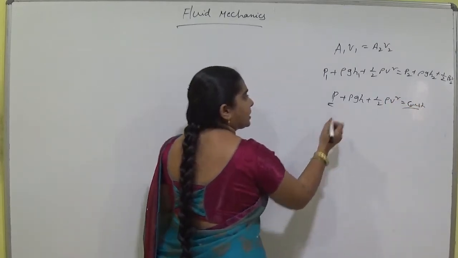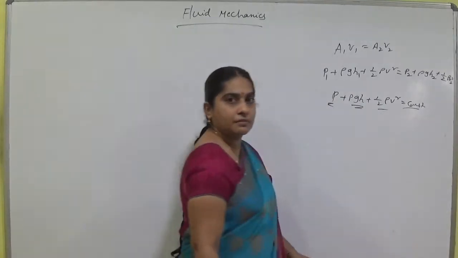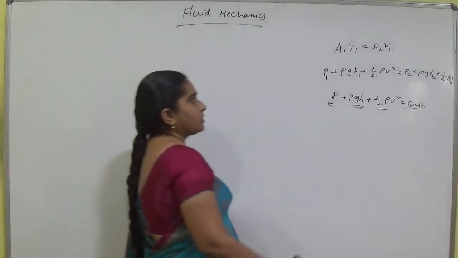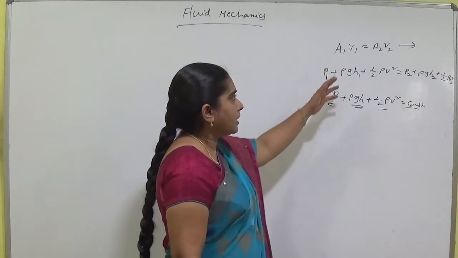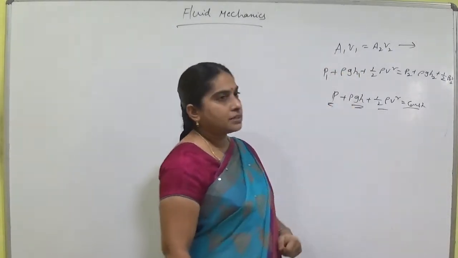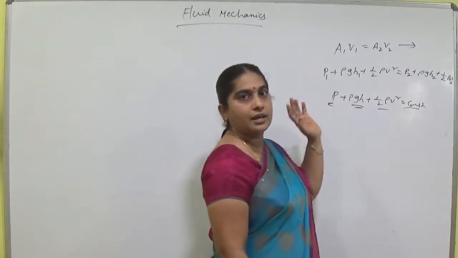P means pressure energy, rho GH means potential energy, and half rho V square means kinetic energy. The principle of continuity indicates only the conservation of mass, and Bernoulli's theorem represents the conservation of energy.